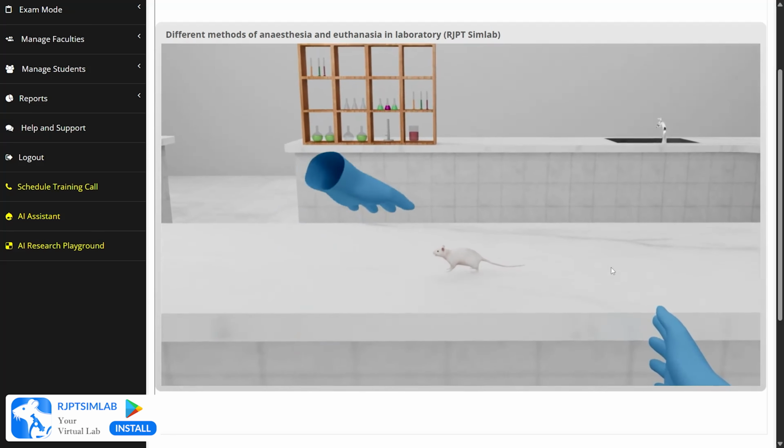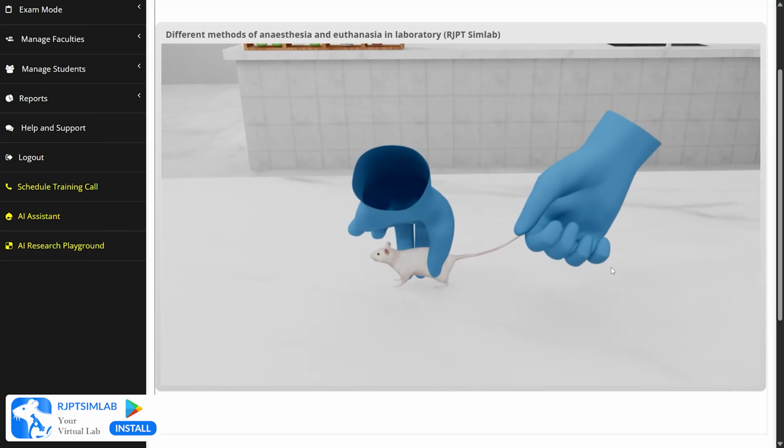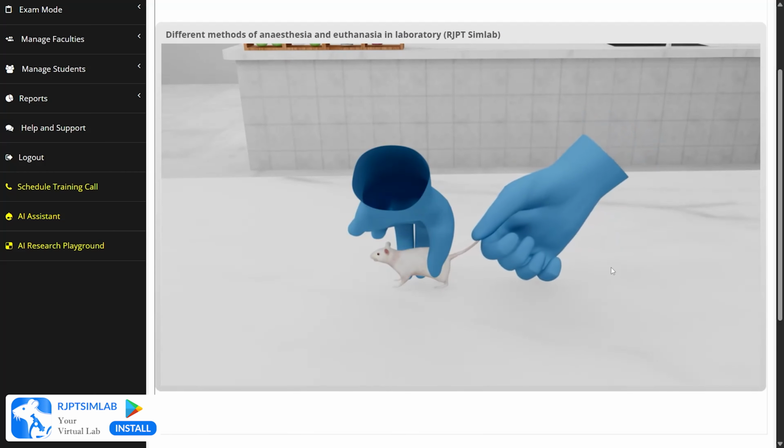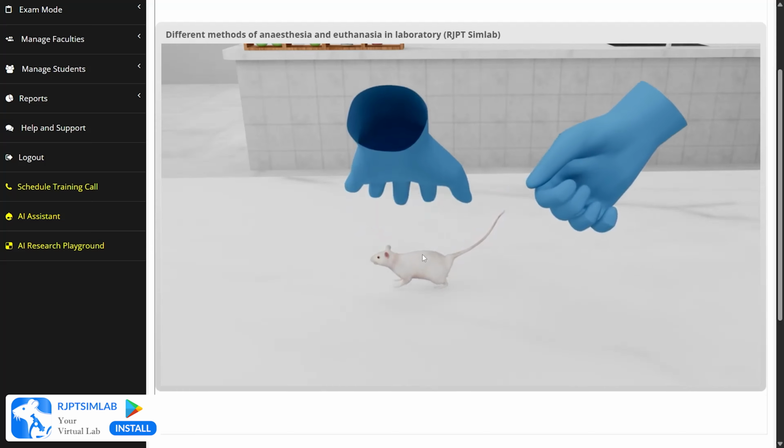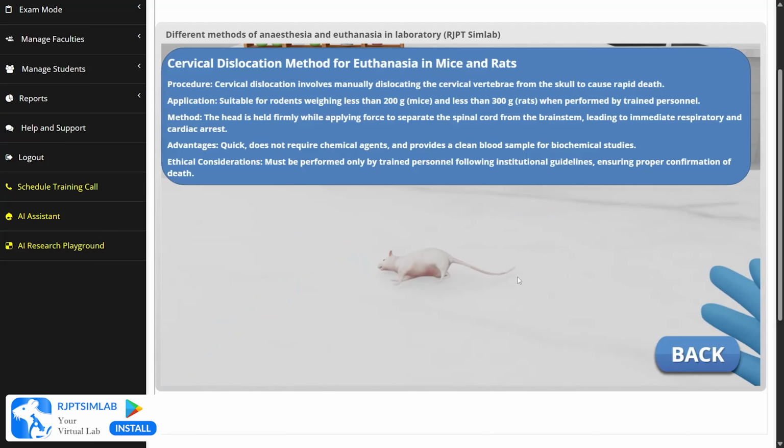The cervical dislocation step is an easy step for the euthanasia process, but we have to perform it very delicately. In this step, we hold the animal from the head, and with the other hand we hold the tip of the tail, and then slowly and with a sudden motion we pull the tail so that the cervical bone breaks and it instantly kills the rat.